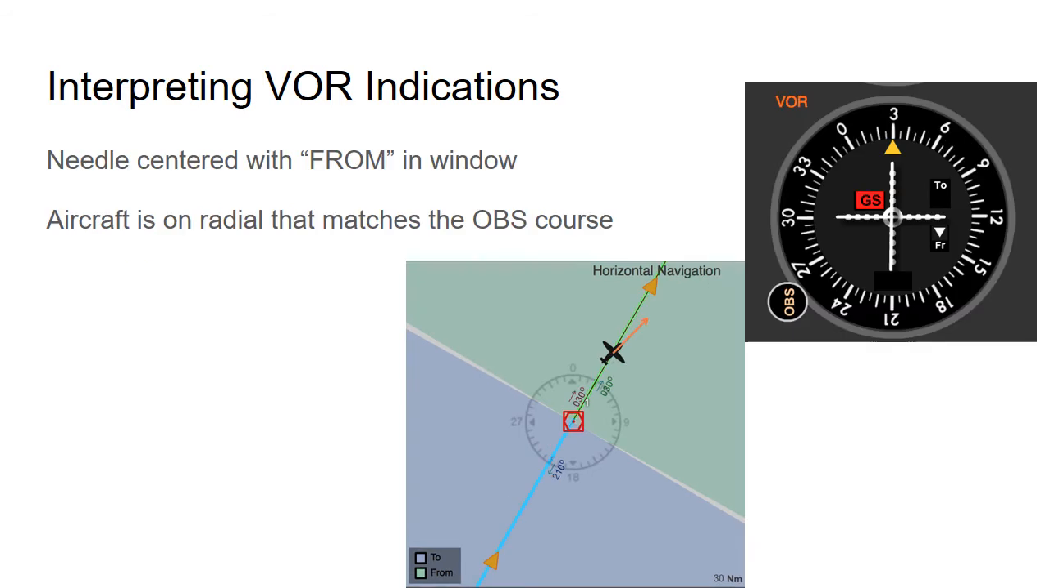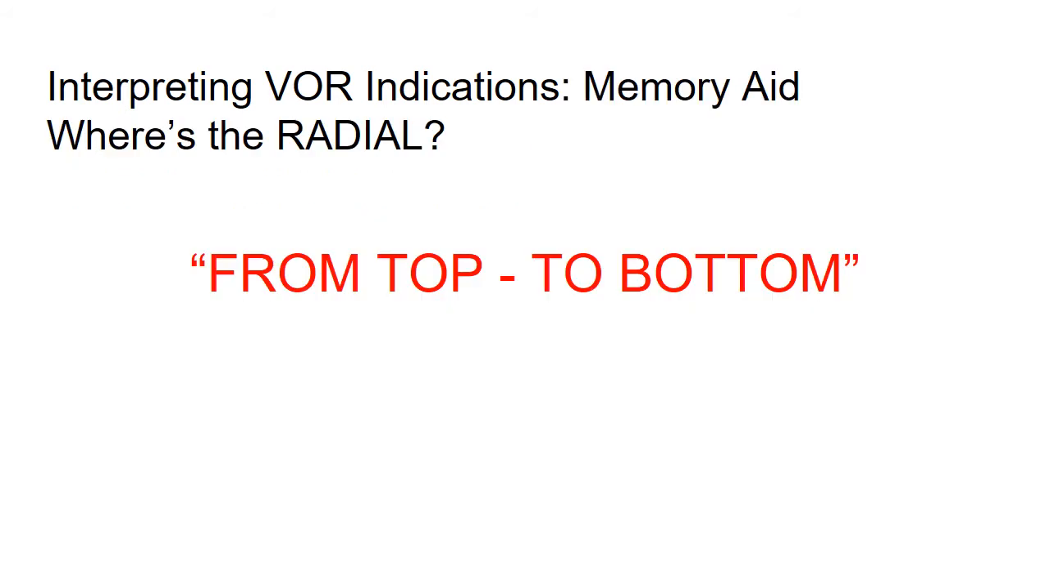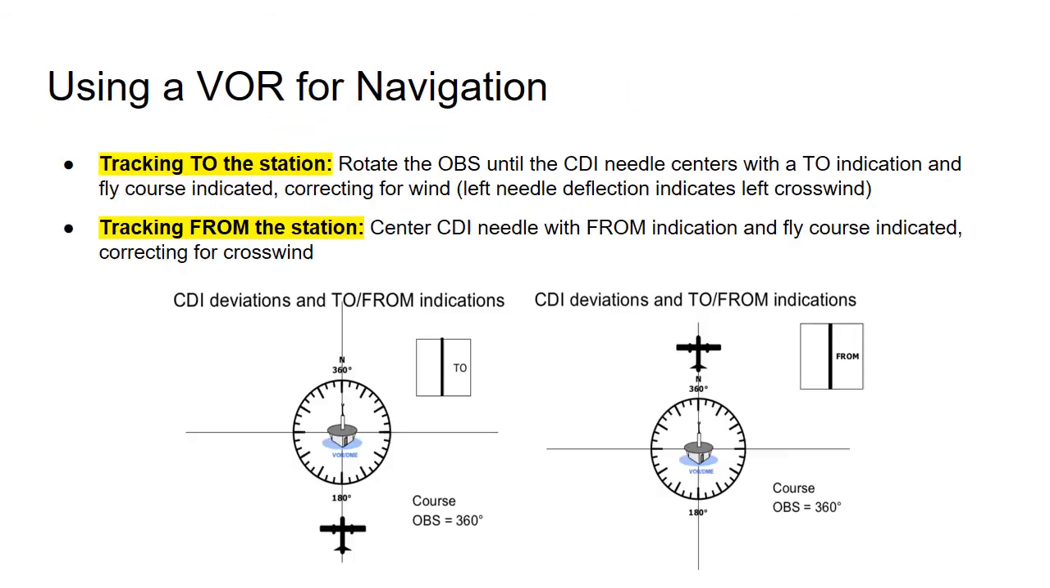Here our course is still 030, so we still want 030 on the top. Since we have a from flag, the radial 030 in this case is at the top. If you have a from flag, the radial is always on the top. This is really important because if you tune it the wrong way, it's possible to get reverse sensing on the needle. So remember, from top to bottom. From flag, the radial is at the top. To flag, the radial is at the bottom.